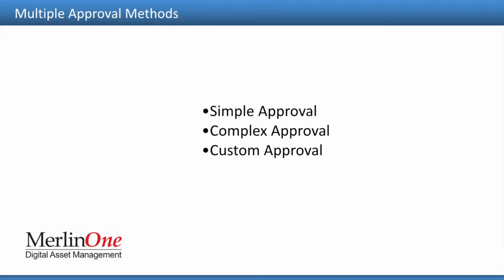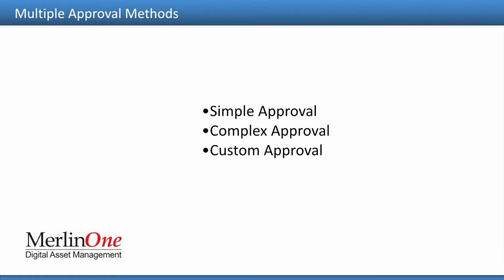So there are three different approval methods that you might consider using with your Merlin system. The simple approval method, complex approval, and a custom approval that you set up for yourselves. We're going to talk about all three of these briefly, and then I'm going to show you how you might use these.